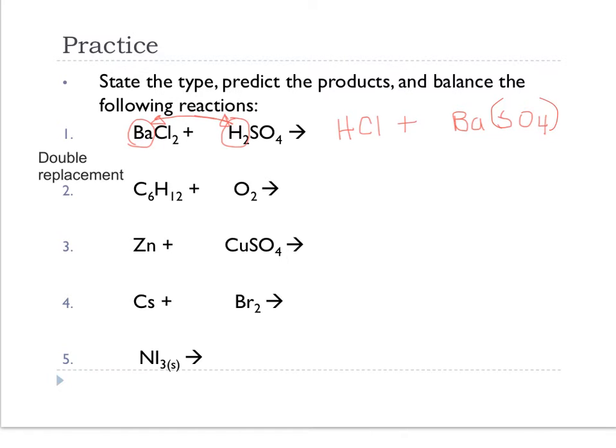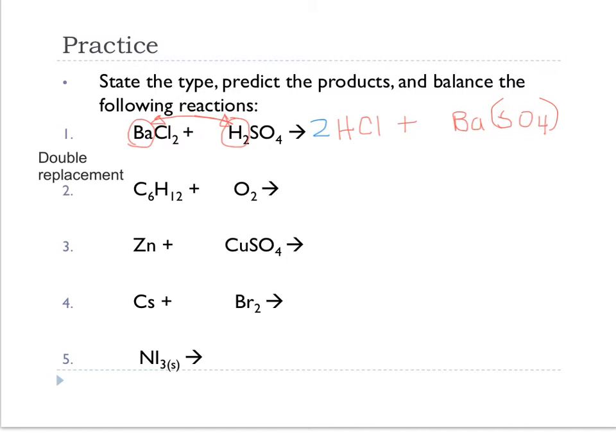I have 1 barium on my reactant side, 1 on my product side. I have 2 chlorine here. I need to get 2 chlorine over here, so I'm going to put a coefficient of 2. I have 2 hydrogen here, and that coefficient of 2 gives me 2 hydrogen here. I have 1 sulfate polyatomic ion, and I still have 1 sulfate at the end, so that problem is done.